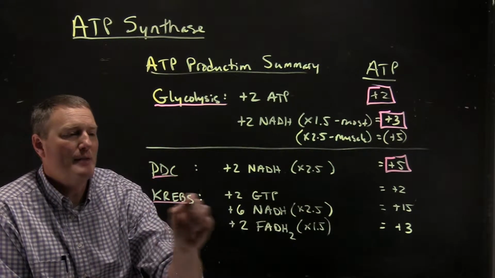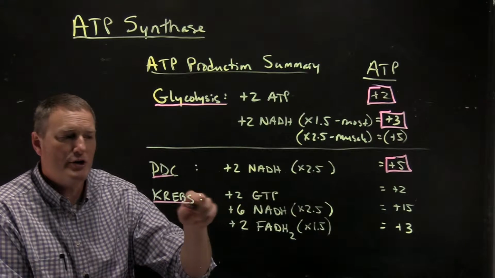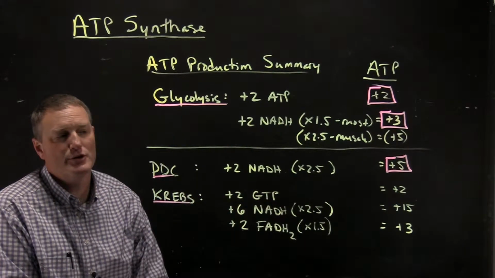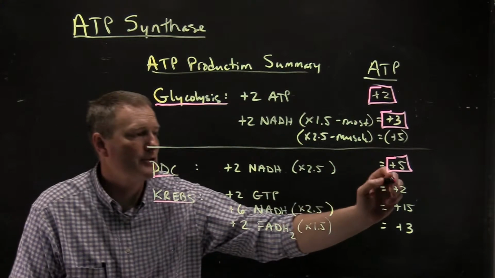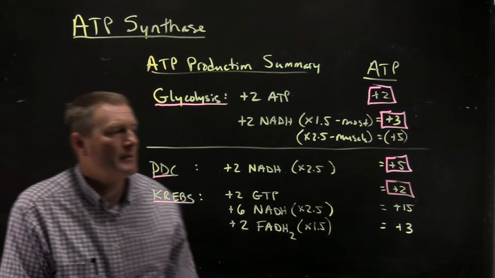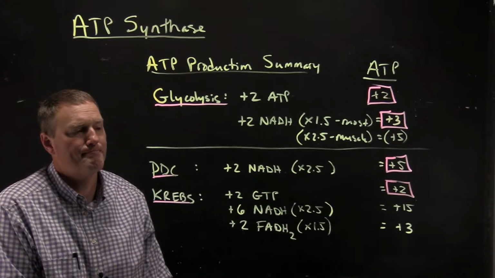Next, we have the Krebs cycle. Recall we're going to go through 2 turns of that. So we get +2 GTP, 1 per turn, and those are equivalent to +2 ATP over in the far column.